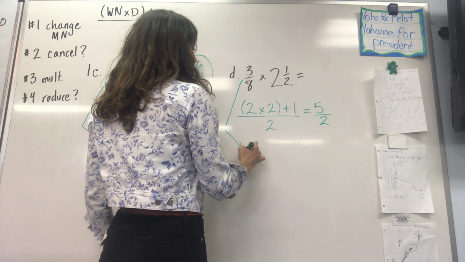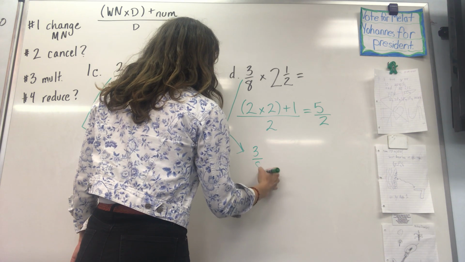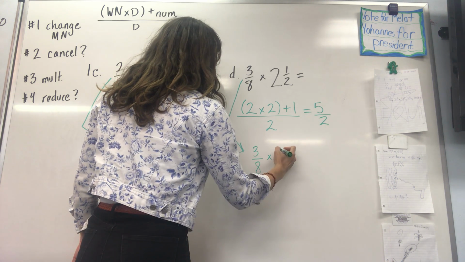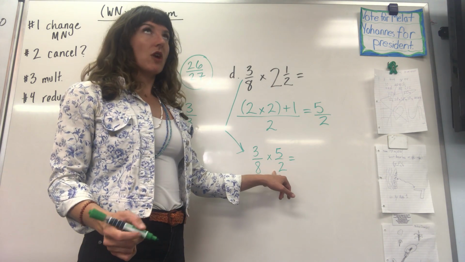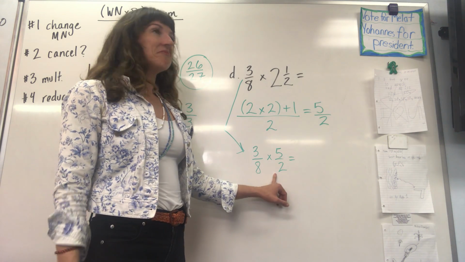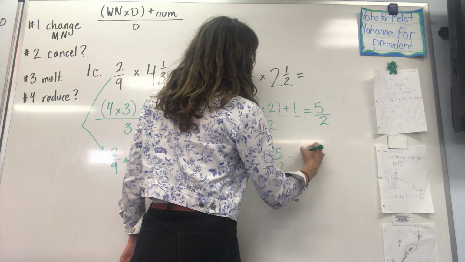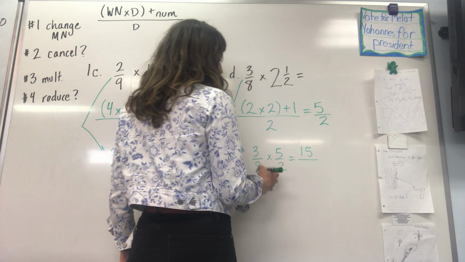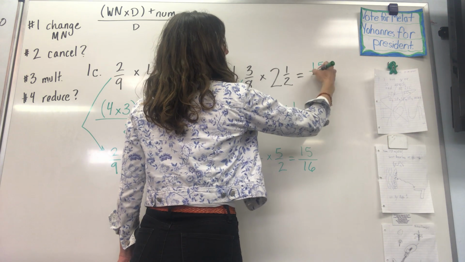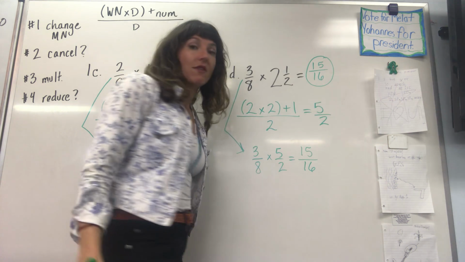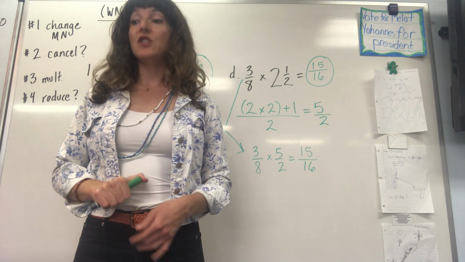I rewrite my original equation now using my improper fraction: 3/8 times 5/2. Can I reduce 3 and 2, or cross cancel? No. Can I cross cancel 5 and 8? No. 3 times 5 is 15, all over 8 times 2 is 16. Very good. Now you have E, F, G, H, I, J, K, L left to do.